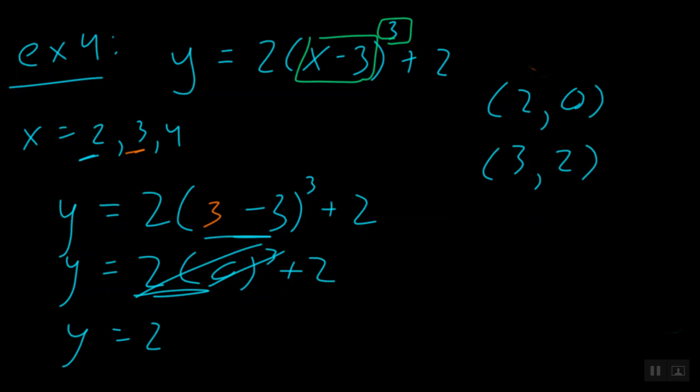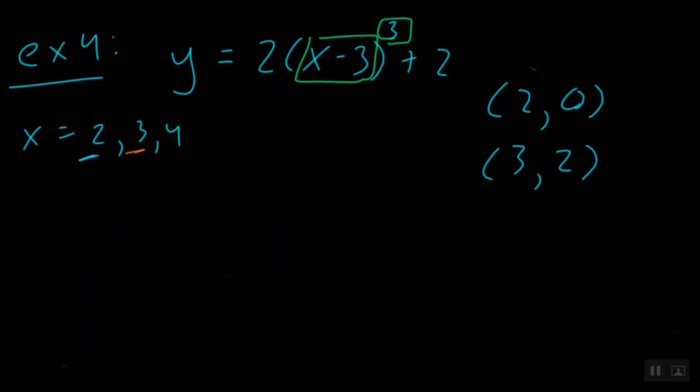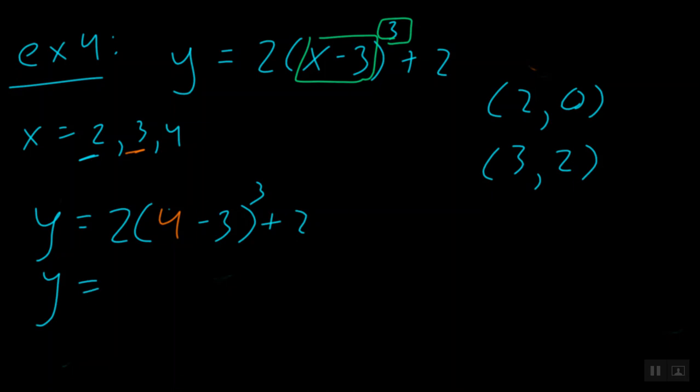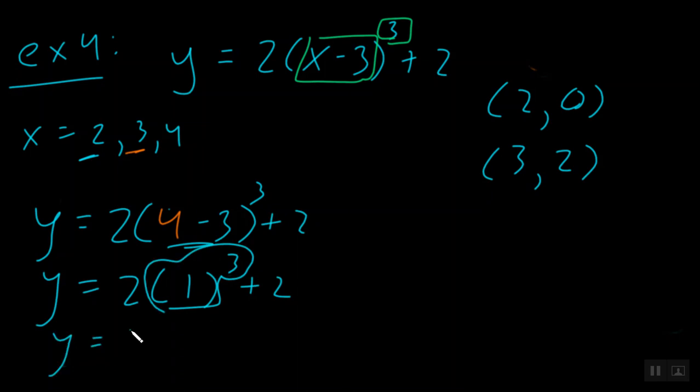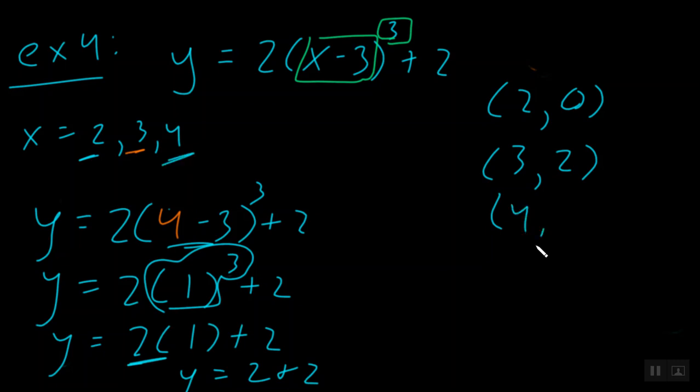Okay, well, let's go ahead and look at our final number 4. Okay, well, here we have y is equal to 2 parentheses 4 minus 3 cubed plus 2. And from here, I say, okay, well, y is equal to 2 parentheses 4 minus 3 is 1, cubed, plus 2. And 1 cubed, well, we know that that's equal to 1. 2 times 1 plus 2. Well, what's 2 times 1? Well, y is equal to 2 plus 2. And so here we have, finally, when x is equal to 4, y is equal to 4 as well.